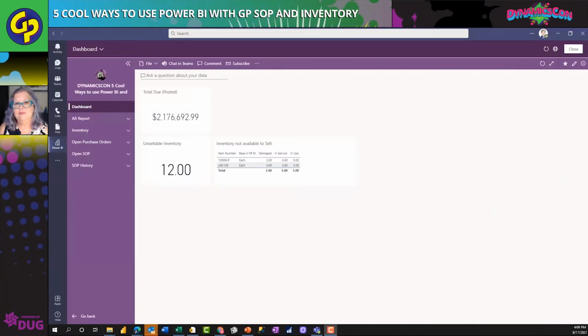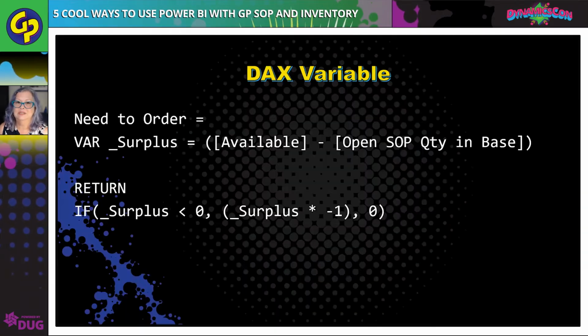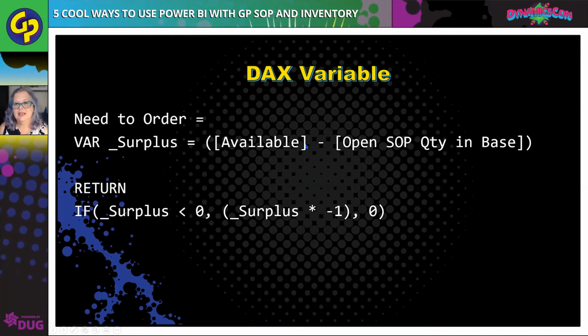And that is something that the more we just are working in Teams, the more valuable that becomes. It happens to be one of my favorite things that I love to do in Teams, look at my Power BI reports. All right, so I had a need to order area one where I created a variable for a DAX measure for surplus. I said, take the available minus the open SOP quantity in base, and then that was the surplus.